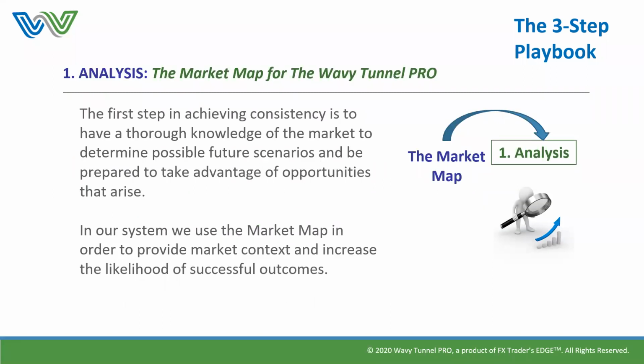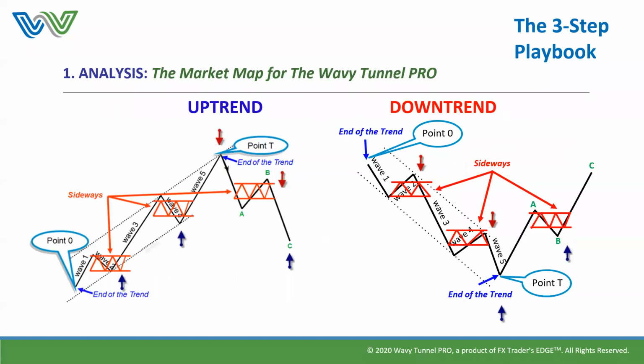The first step in achieving consistency is to have a thorough knowledge of the market to determine possible future scenarios and be prepared to take advantage of opportunities that arise. In our system, we use the market map in order to provide market context and increase the likelihood of successful outcomes. This is the market map. On the left, we have the uptrend, and on the right, we have the downtrend. So I don't know if you can see my mouse, I hope you can.